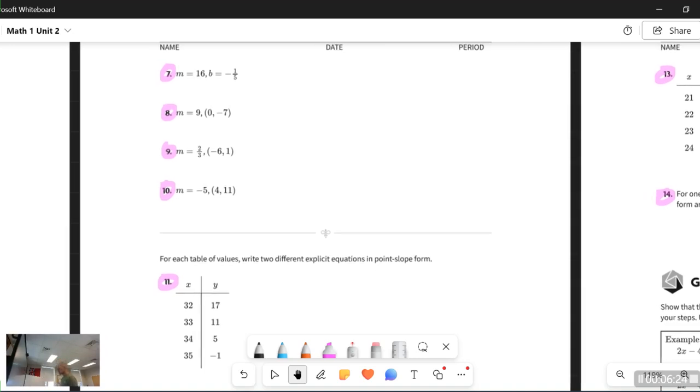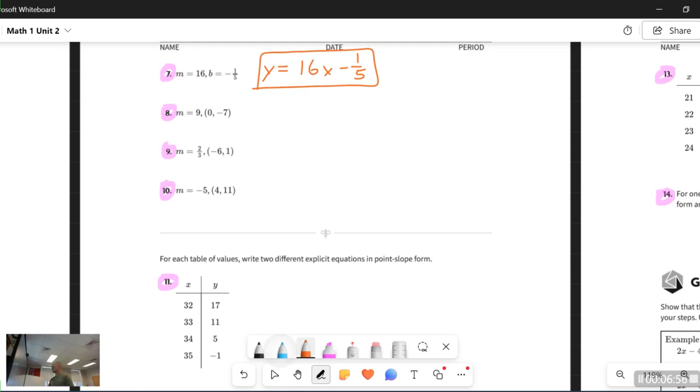Once again, problem 7 goes through and gives us a slope and a y-intercept. So we're going to go and plug right into y equals mx plus b. Y equals 16x minus 1/5. We're not worried about how ugly that would be to graph because it would not be on an actual axis point, but ignore that.